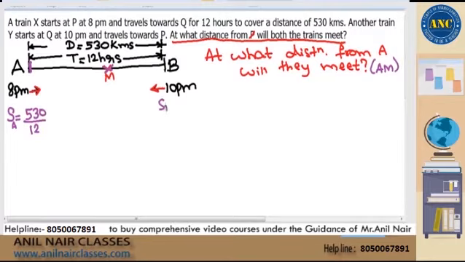Speed of train B is, again it will travel 530, time is 12. But 530 by 12 is nothing but not a whole number. It is a fractional value. If you start working with a fraction from the first step, you will keep on encountering fractions in all the subsequent steps, and thereby you will solve the questions in a very tedious method.